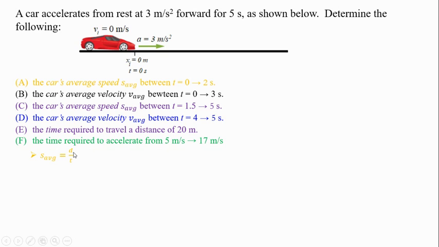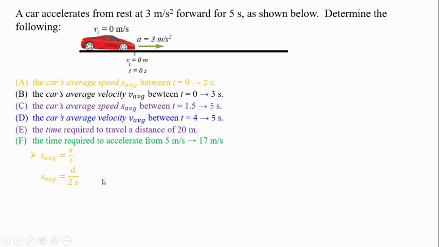Average speed is simply the total distance divided by the total time. Here, in this particular part, the time is given as 2 seconds because it wants us to go from 0 to 2 seconds. So in order to do so, we need to know the distance. Well, this is the variable that's holding us back in order for us to complete finding average speed.